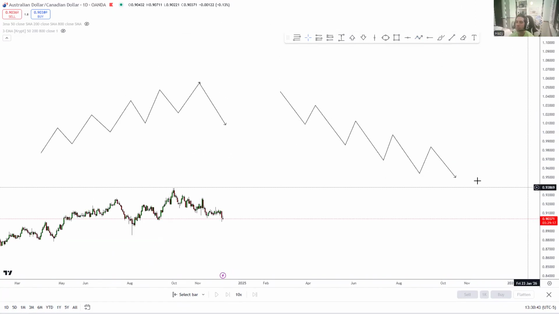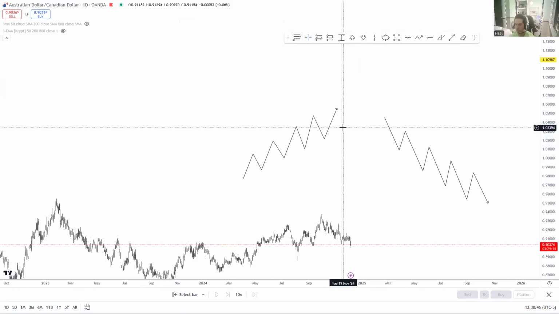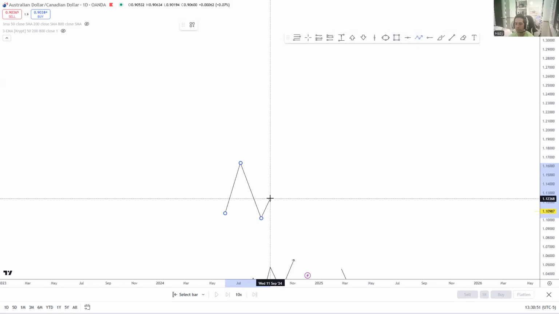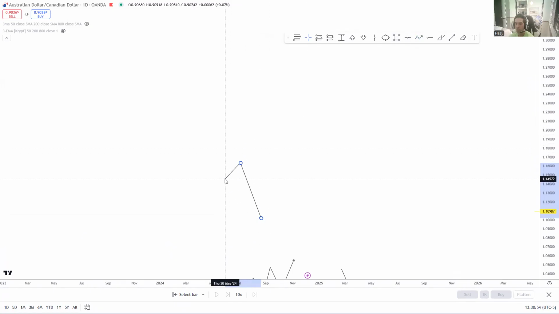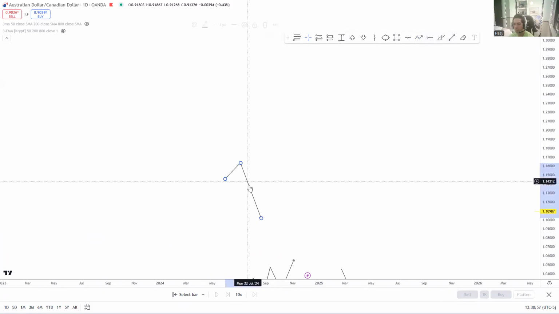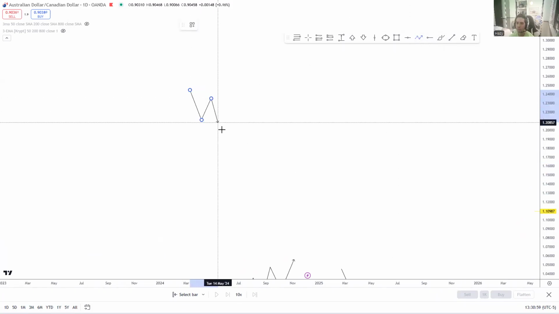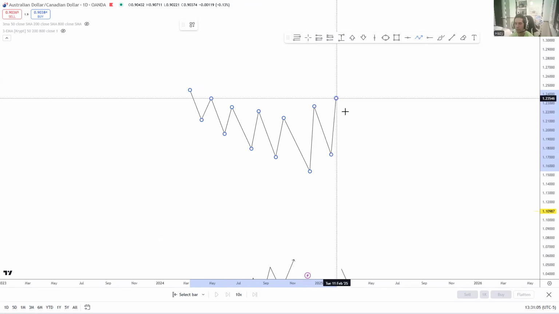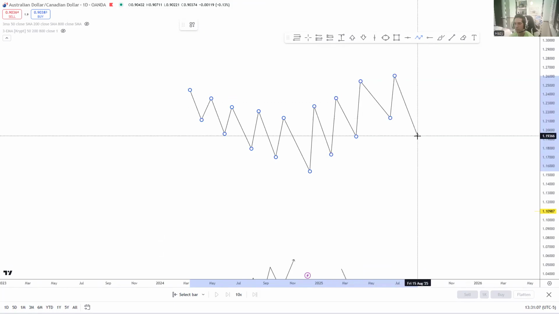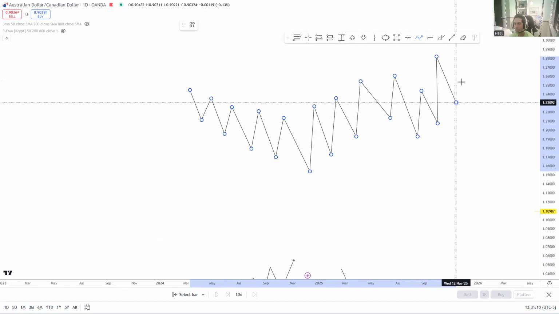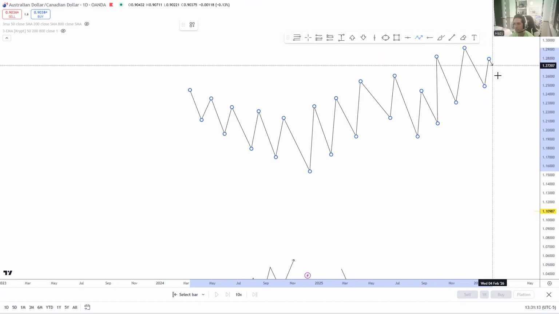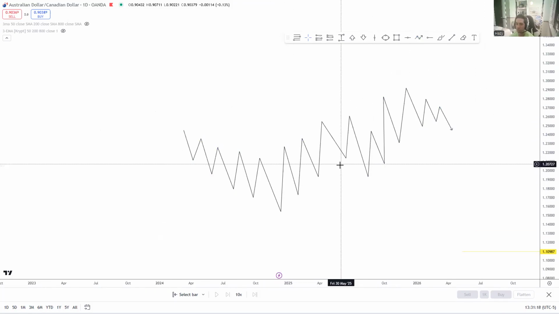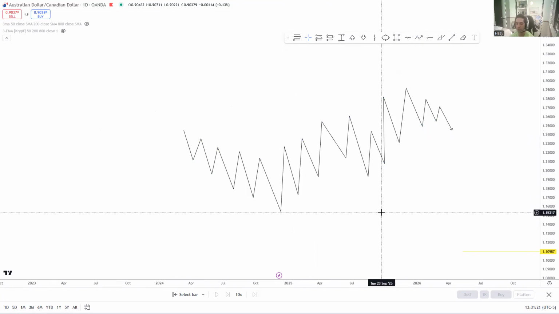All right. Now, with that said, if I draw this, is this bullish structure or is this bearish structure?